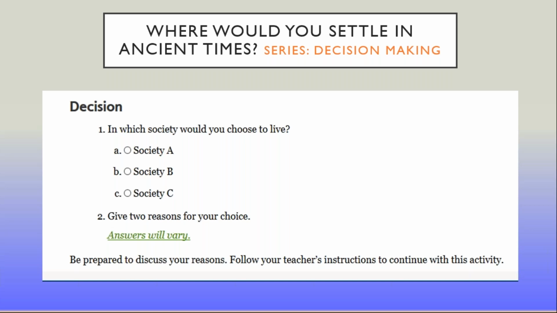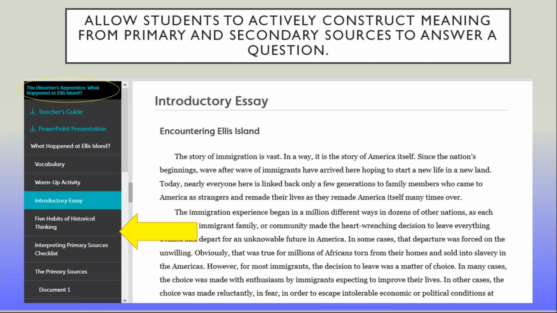Another best practice idea as far as developing rigor in your classroom is to allow students to actively construct meaning, in other words, build their own knowledge from primary and secondary sources to answer a question. So we've talked a little already about answering questions and organizing lessons around essential questions. But notice the parts of this. Students are going to build their own meaning from both primary and secondary sources. And we know that's good social studies practice, and that is in the literacy standards as well.